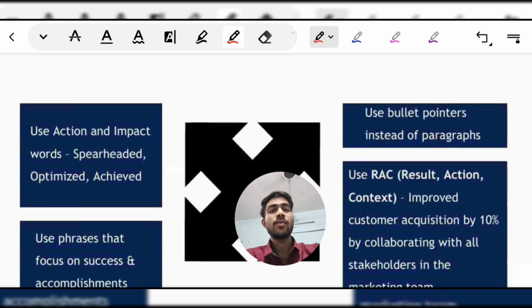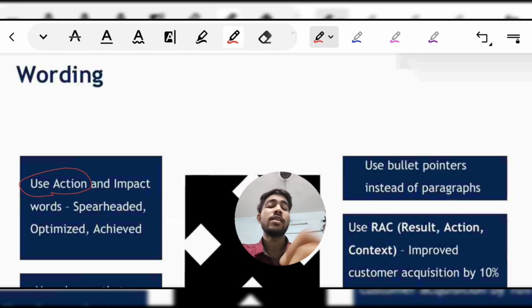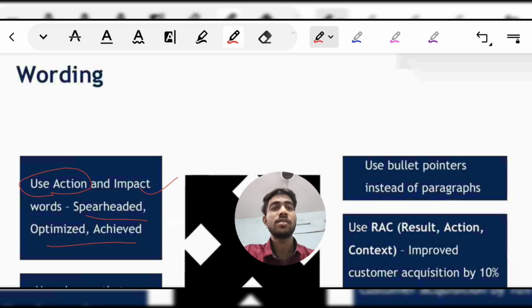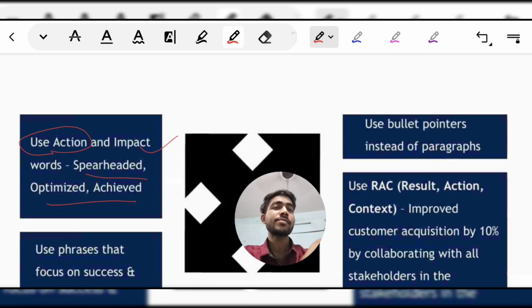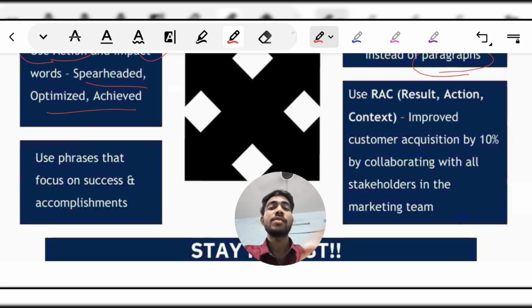When you talk about the wording on the next slide, use action words at the beginning, such as spreadsheets, optimizing, and achievement. At the end, I will share the action verbs to use in your CV. Use bullet points instead of paragraphs, because bullet points are easily visible and readable compared to paragraphs in a CV or resume. Focus on success and accomplishments.